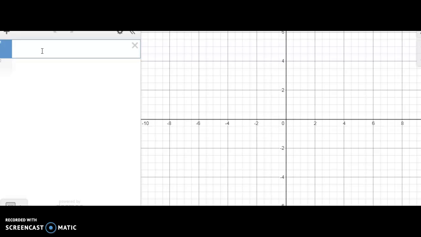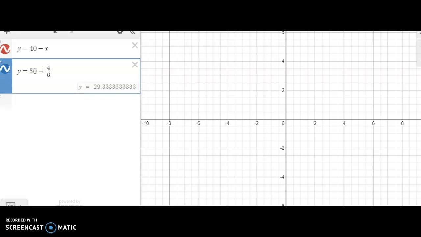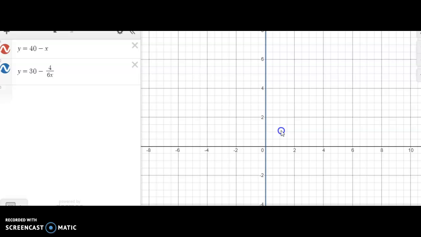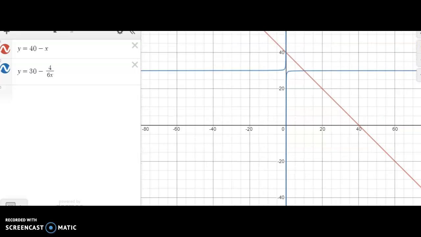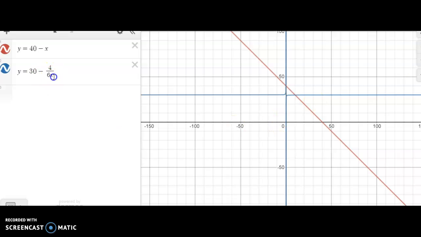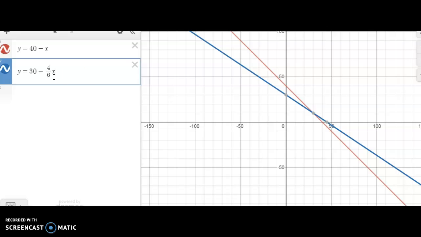All right, here we are in our Desmos, and we can just go ahead and type that in. So we have 40 minus x, and our other equation, which is y equals 30 minus 4 over 6x. And here we go. So we're going to have to zoom out, right, because those graphs are a little bit bigger. Oh, we didn't want to put the x down there. Hold on. Wait, x. There we go.